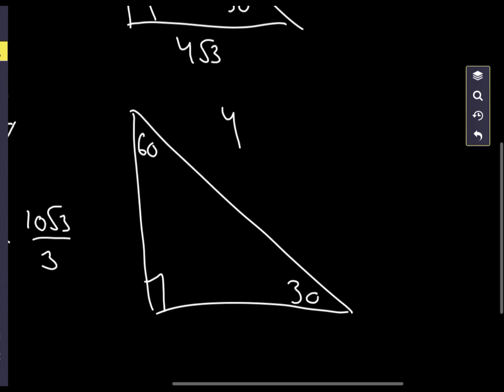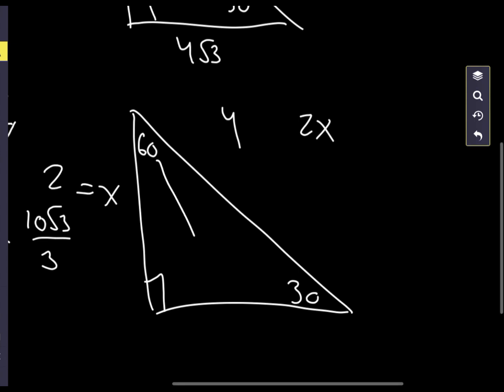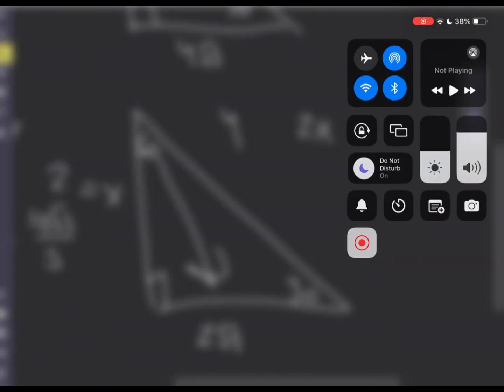Okay. We know that this hypotenuse is 2x, right? Because it's a 30, 60, 90 right triangle. Which means x, aka the side opposite 30, is just going to be equal to 2. Which means the side opposite 60 is just going to be equal to 2 radical 3, right? x radical 3, and 2x.